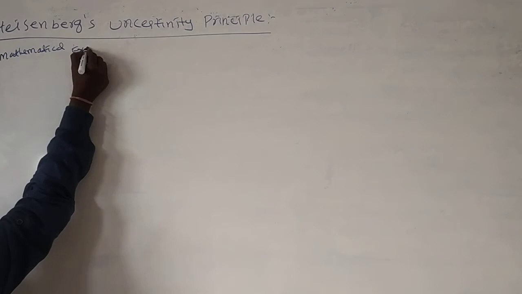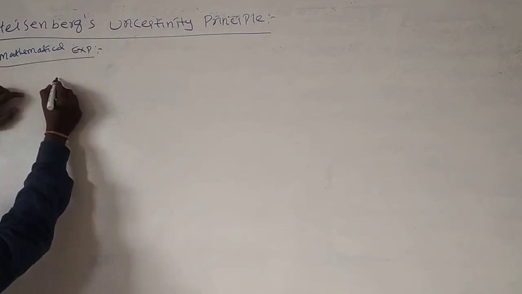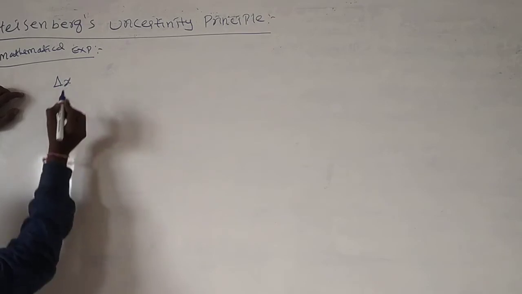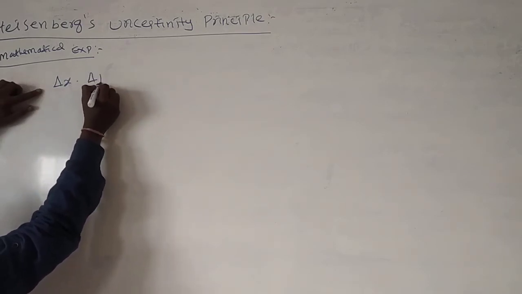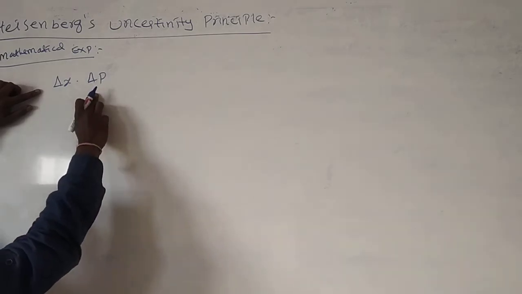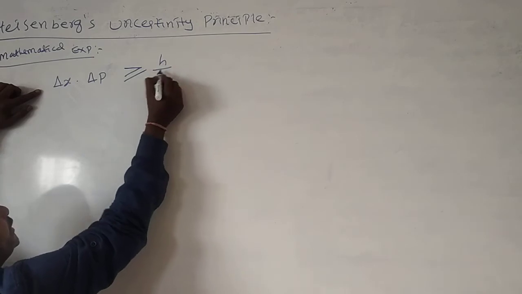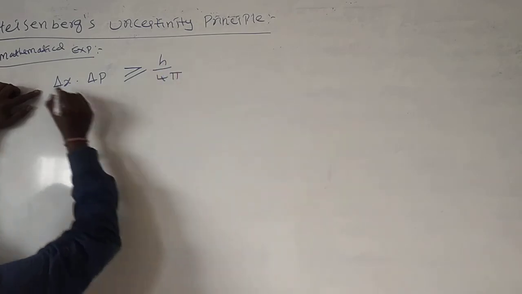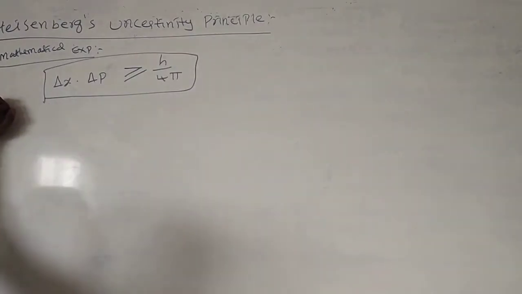The mathematical expression of the Heisenberg uncertainty principle is delta x, which is uncertainty in position, delta p, which is uncertainty in momentum, greater than or equal to h by 4 pi.